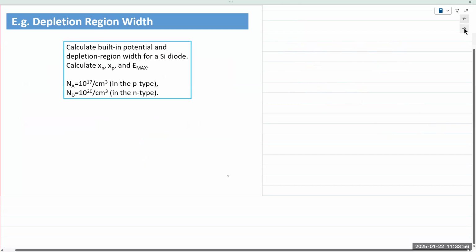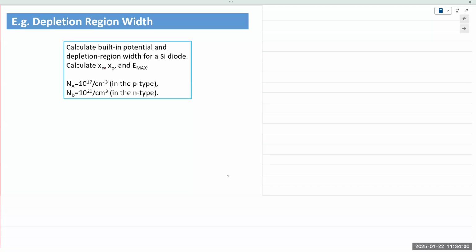All right, so if you want to calculate the built-in potential and the depletion region width for a silicon diode, we are given Na and Nd. This is where we would apply the equations. So this is an example. I believe it's already solved in the book, but I won't go through the entire thing; we'll just go through the equations for all three of them.